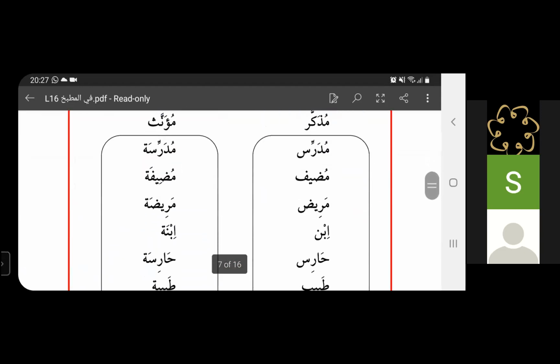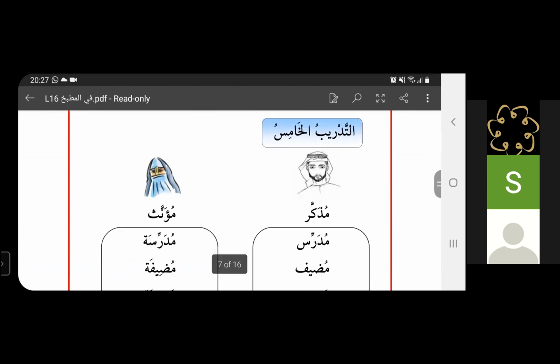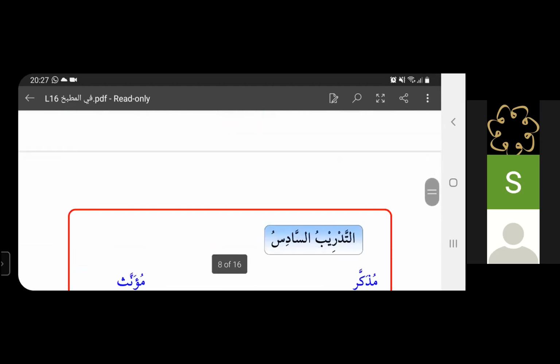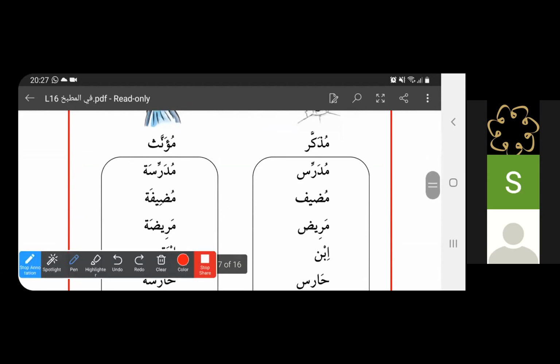Yeah. So you have already taken this lesson, مذكر مؤنث. طيب, it's your revision. التدريب الخامس, masculine and feminine. So they are showing you how to make from مذكر to مؤنث. نعم, صليحة, please read for us. One time مذكر and one time مؤنث.